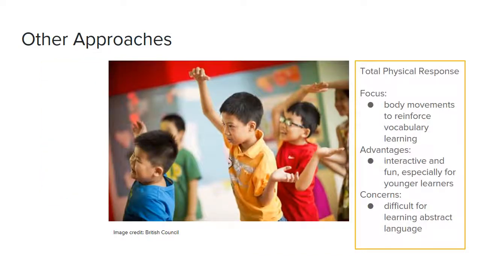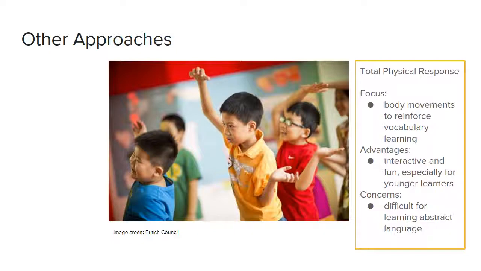Total physical response is another method that involves a lot of body movements, and the goal is to match up a body movement with a new vocabulary word. Every time a new vocabulary word is introduced, a new symbol, sign, or movement needs to be associated with it. So it can be very interactive and fun, especially with younger learners. Older learners may have an affective filter that prevents them from enjoying this method quite as much, but if it's done right, even adult learners can appreciate this method.